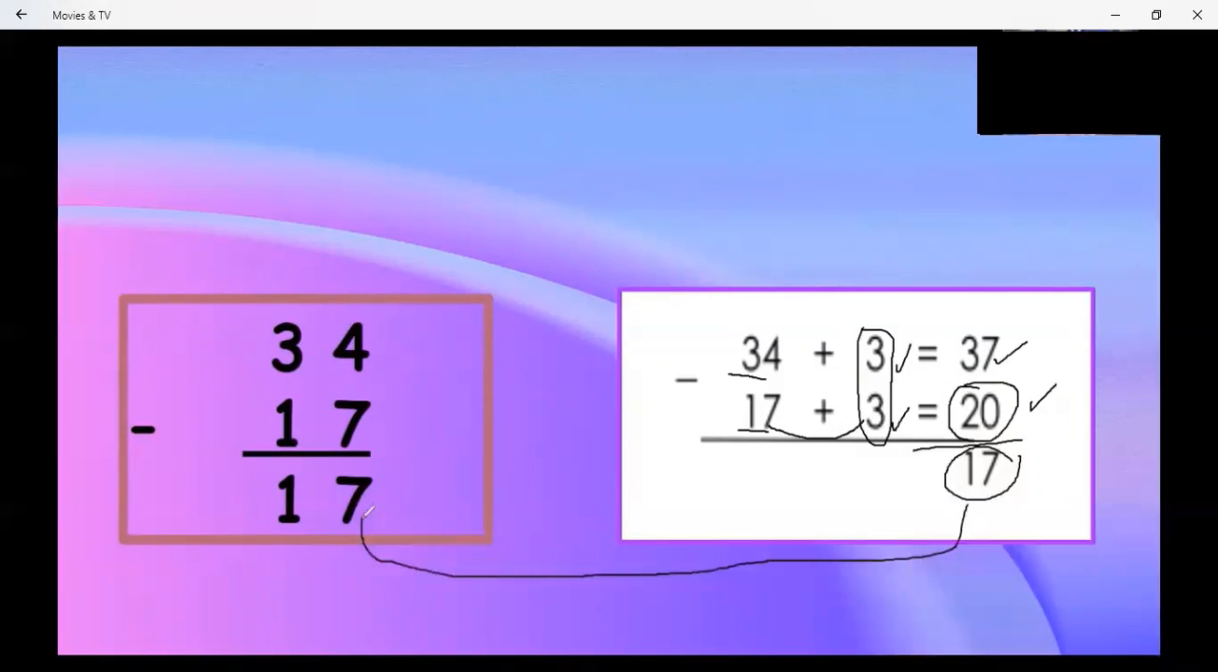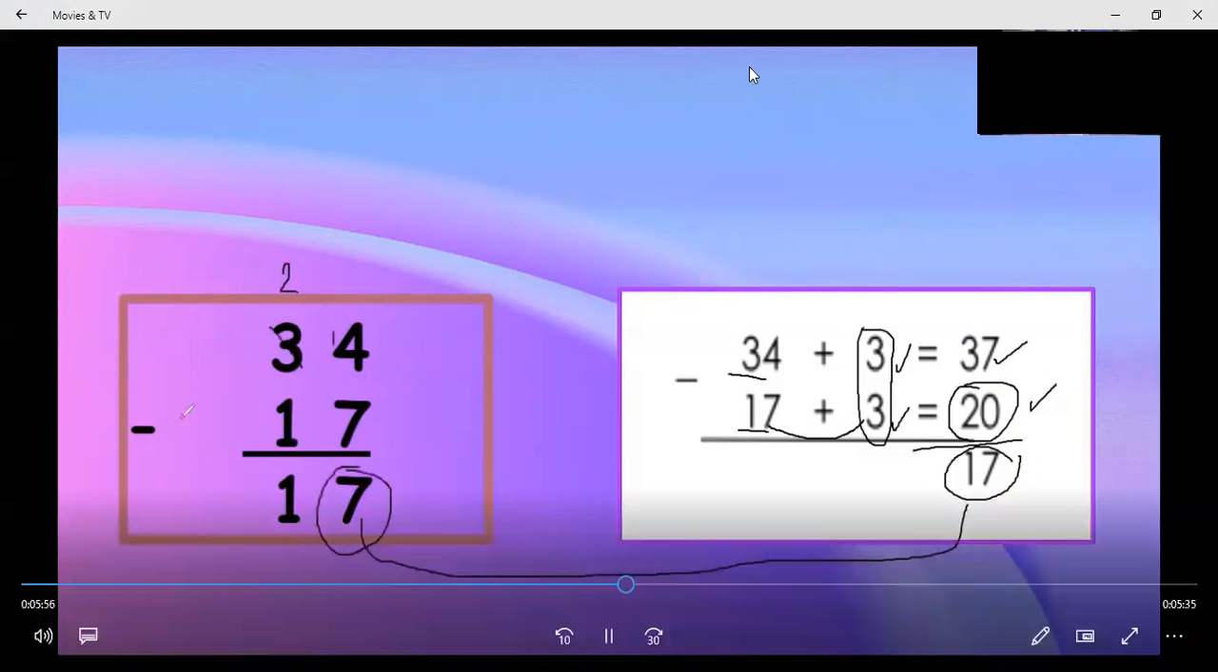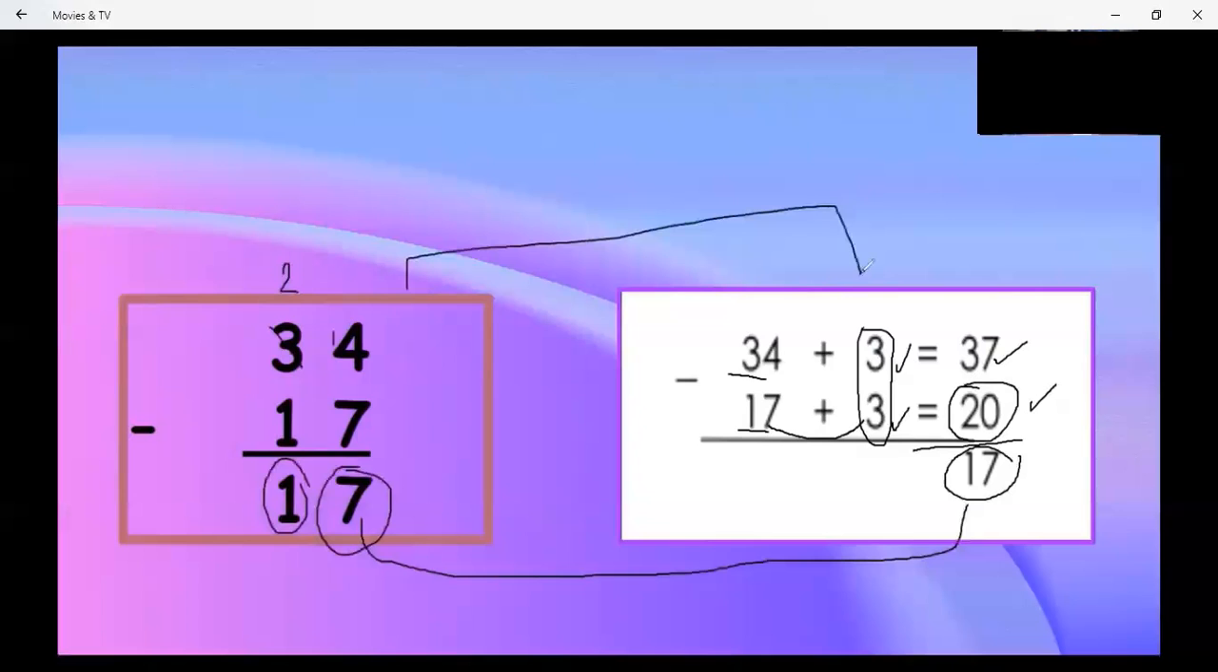So let's try to solve this with regrouping. 4 minus 7 cannot be done, so we need to borrow 1 from 3. 3 will become 2, and 1 will be placed beside 4 to make it 14. 14 minus 7, the answer is 7. 2 minus 1, the answer is 1. So it's still the same. The difference is that we just use the compensation method in order for us to subtract the numbers mentally.